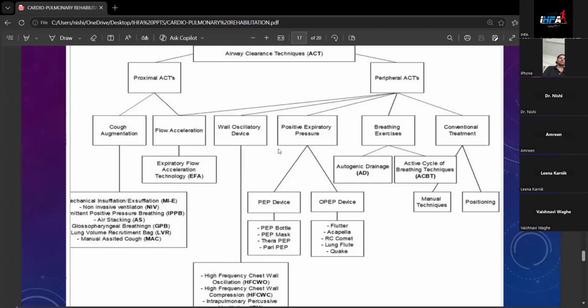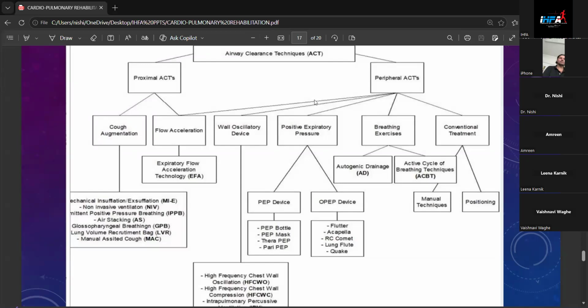If the patient is unconscious, is in ICU, and you see on auscultation they have a lot of cough or sputum, always go for positioning techniques and postural drainage techniques. Clear? So every patient who comes to your OPD or IPD, you have to evaluate them. You have to see which technique is most suitable and most favorable for them.